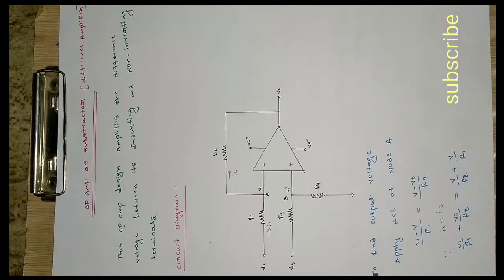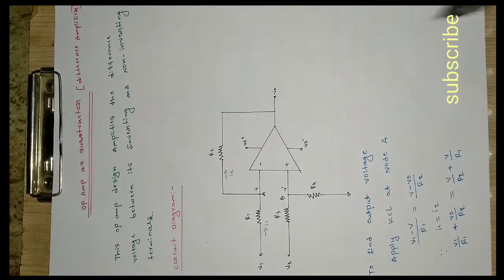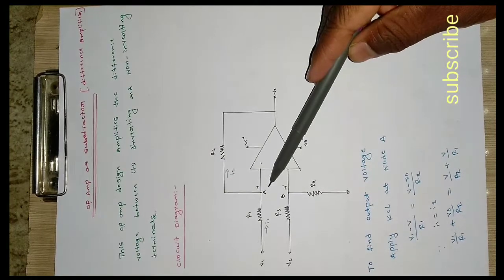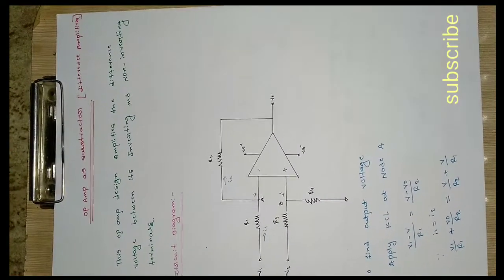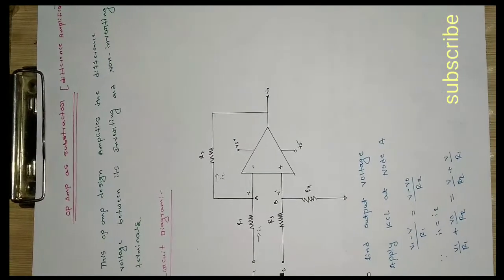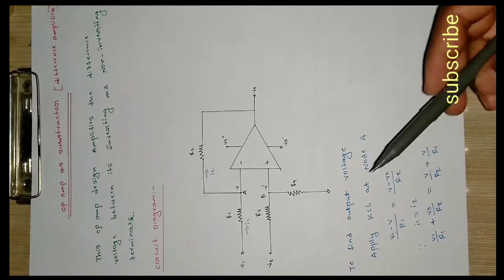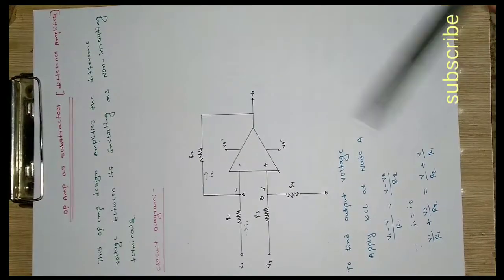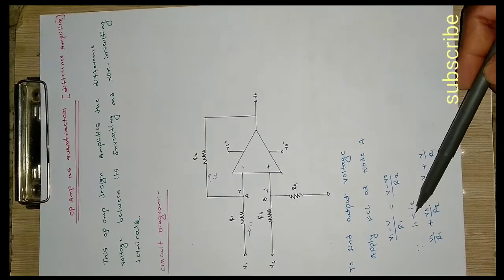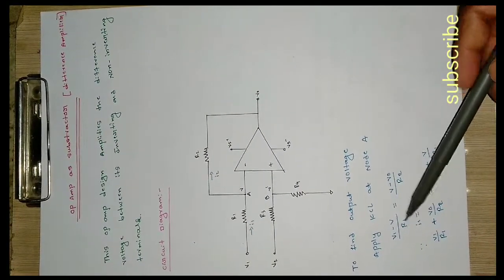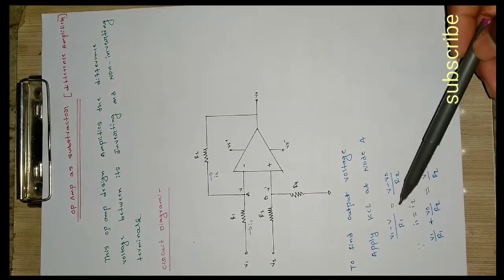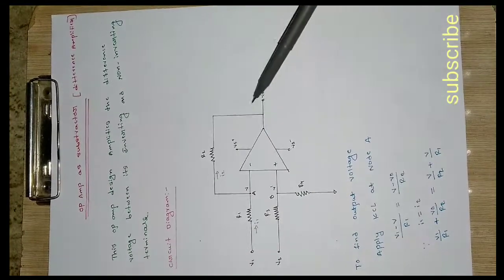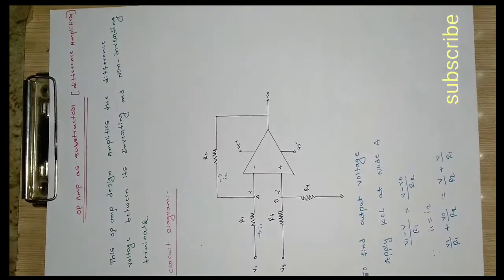So how do we find the output voltage? Apply KCL at node A. This is the node A terminal and we will apply KCL. KCL says that the current entering the junction will be equal to the current leaving the junction. The current entering here I have taken as I1, and the current leaving this junction is I2. So I1 is equal to I2, and when we write it in terms of voltage, it will be (V1 minus V) by R1, which is equal to (V minus V naught) by R2. That is the voltage distribution law.